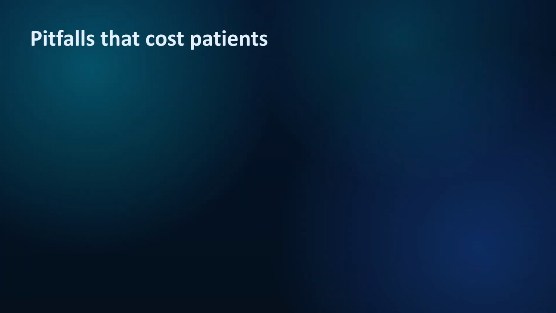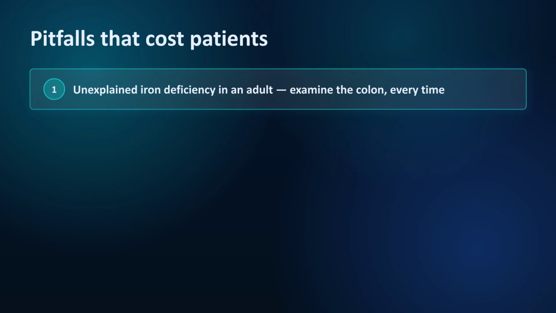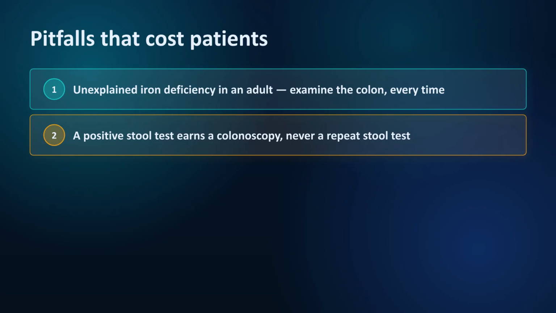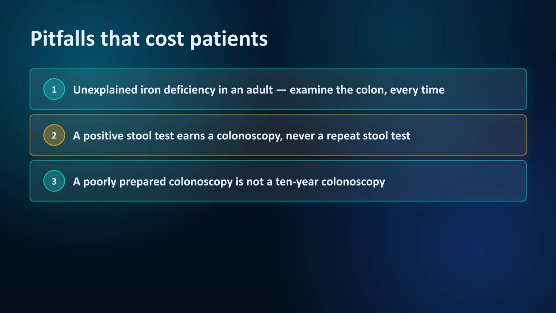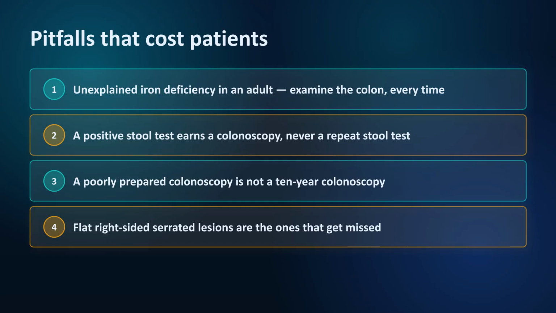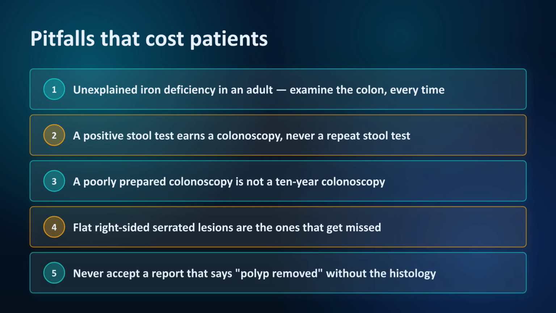The pitfalls that cost patients. First, unexplained iron deficiency anemia in an adult means the colon gets examined, every time, no exceptions. Second, a positive stool test earns a colonoscopy, never a repeat stool test. Third, a colonoscopy done with poor preparation is not a 10-year examination. Bring the patient back rather than pretending it counted. Fourth, flat right-sided serrated lesions are the ones that get missed, so look deliberately for the mucus cap and the subtle border change. And fifth, never accept a report that says polyp removed without telling you what it was. The histology is what sets the interval.